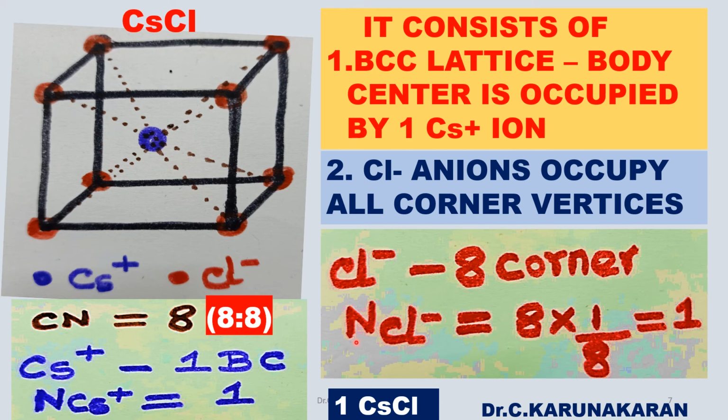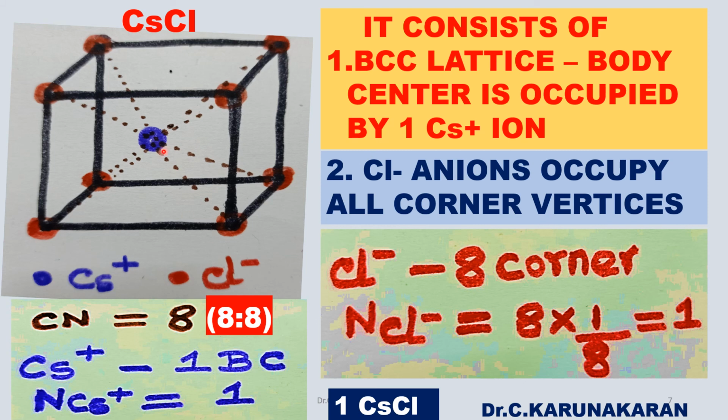How many chloride ions are present in the unit cell? Each corner atom contributes 1/8 to this unit cell. Therefore, 8 × 1/8 equals 1. And there is one cesium ion at the body center. It belongs to this unit cell fully. Therefore, its contribution is 1. Therefore, one cesium chloride molecule is present per unit cell.